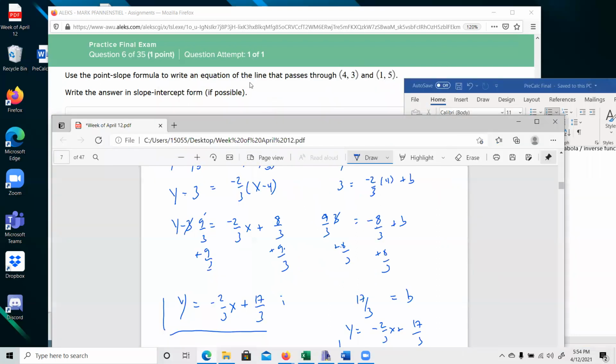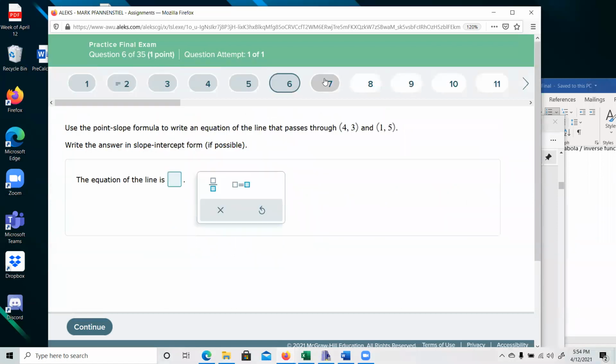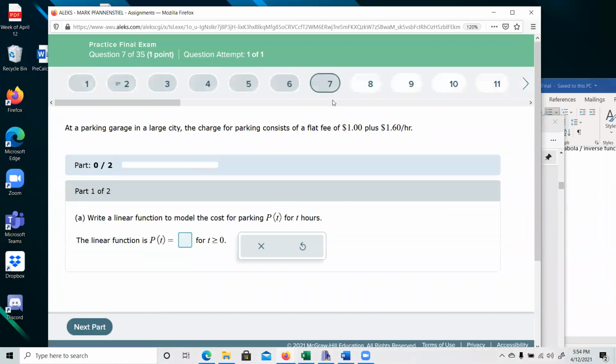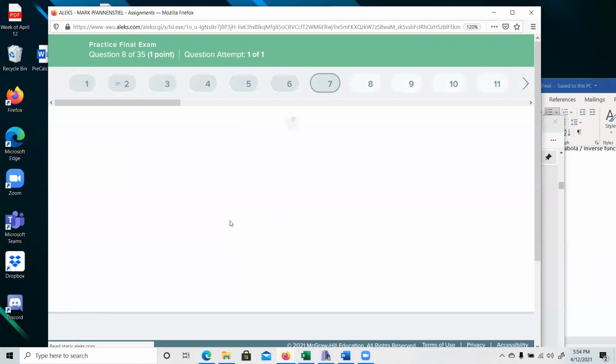All right. So let's see here. 7, park garage, flat fee. Again, that seems a little on the easy side.